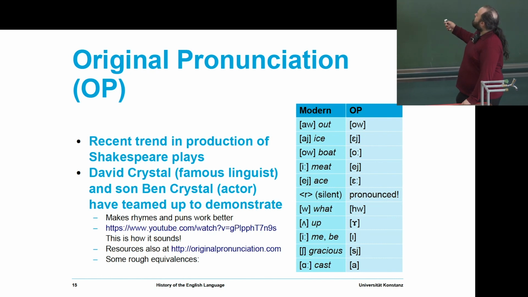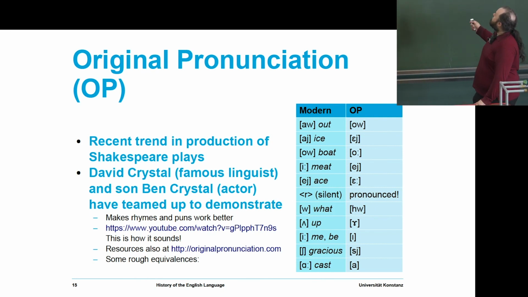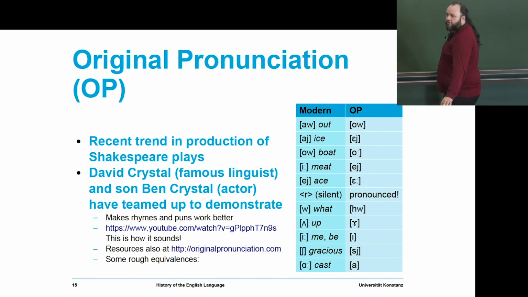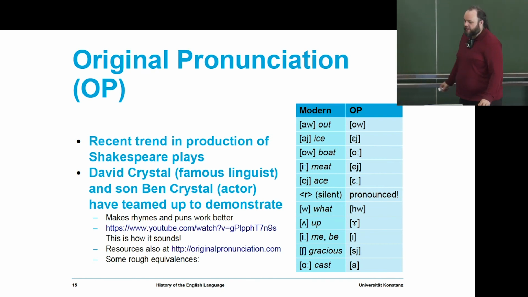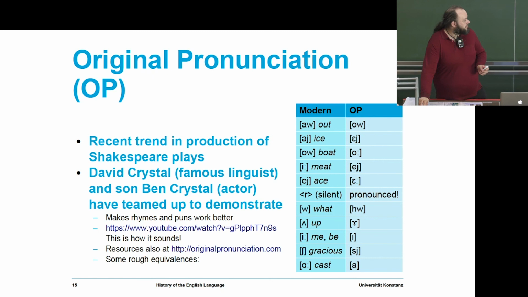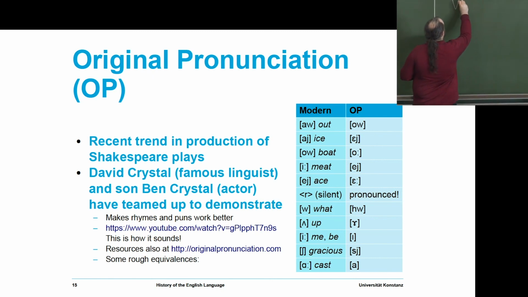This word here is pronounced what in modern English, at least in my variety. In original pronunciation, it's pronounced hwa. In fact, this is actually not a very good transcription, but hwa. And this is something that you still see in certain dialects. So in Irish English, for instance, words like the following would be distinguished in pronunciation.